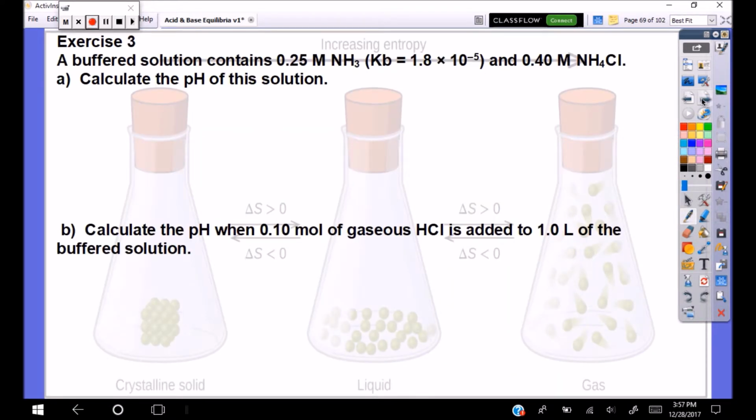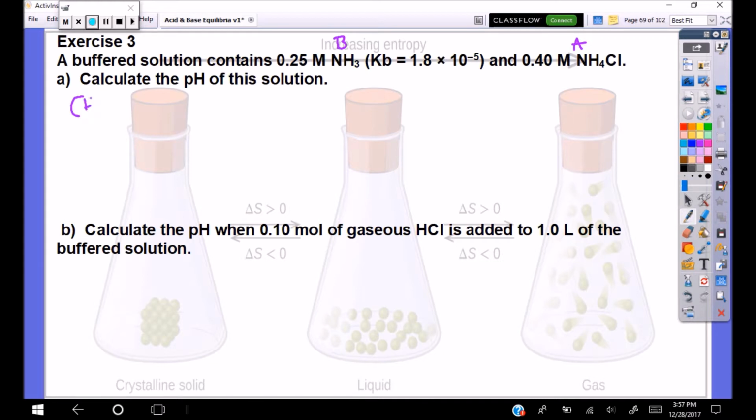Okay, so number 3, it says a buffered solution contains 0.25 molar NH3, that's a base, right? And ammonium chloride, so that's our acid here. Cl is just a spectator, and we're looking at ammonium and ammonia, right? So this is our base.